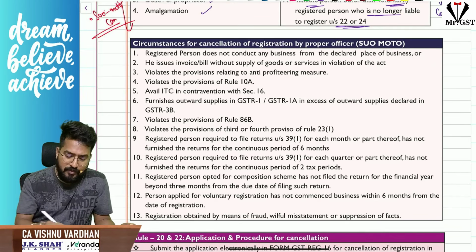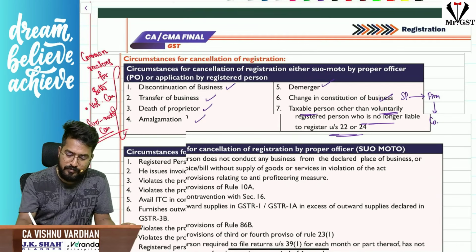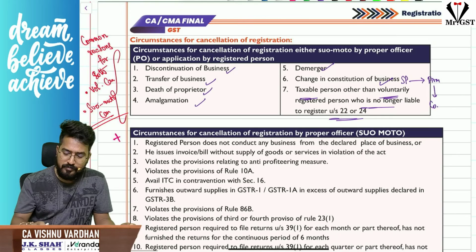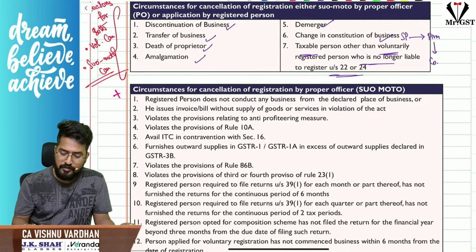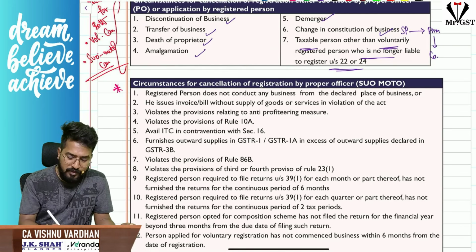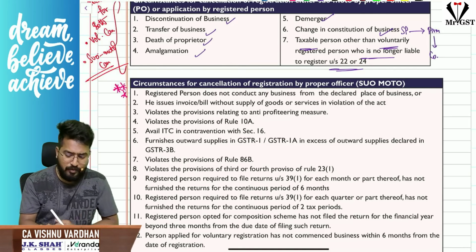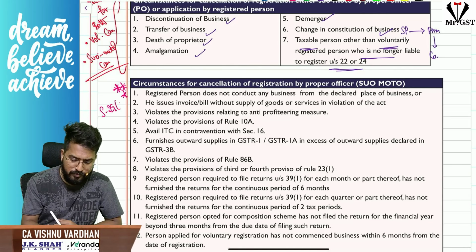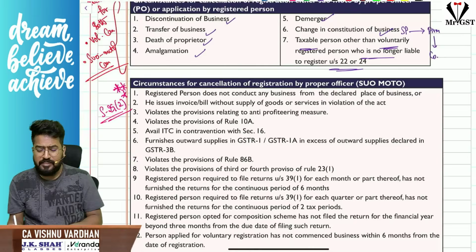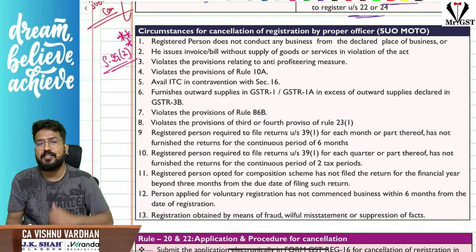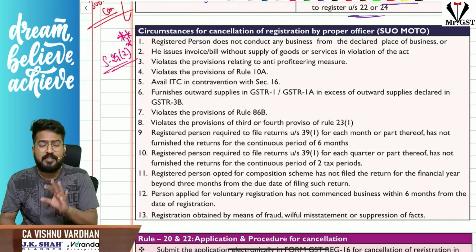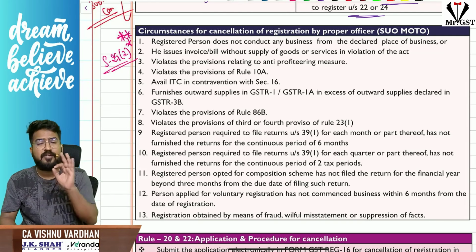This is a very, very important point. What is that? Suo moto cancellation by proper officer, section 29 subsection 2. So suo moto cancellation by proper officer. Why will the proper officer cancel your registration suo moto? Guys, these are not common reasons. This is only for suo moto cancellation.